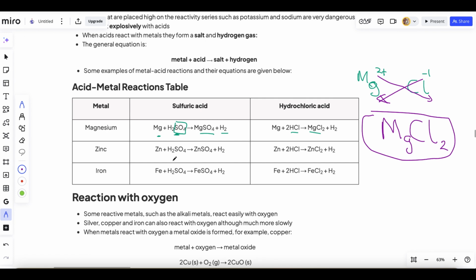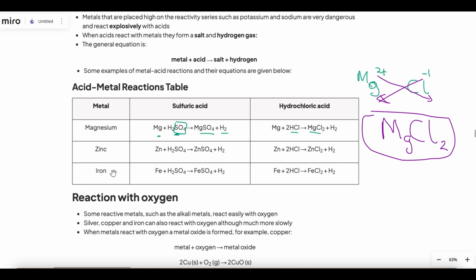Now when we take another one which is less than magnesium in the reactivity series, which is zinc. Zinc is even less than carbon in the reactivity series. Now, okay, zinc is less than carbon and followed by iron. Zinc is higher than iron, right? So we say zinc reacts with sulfuric acid, you're going to form what?